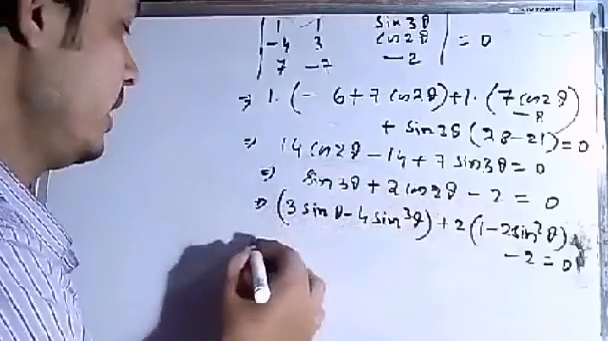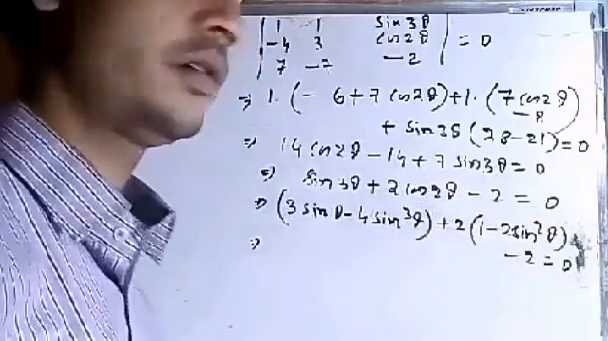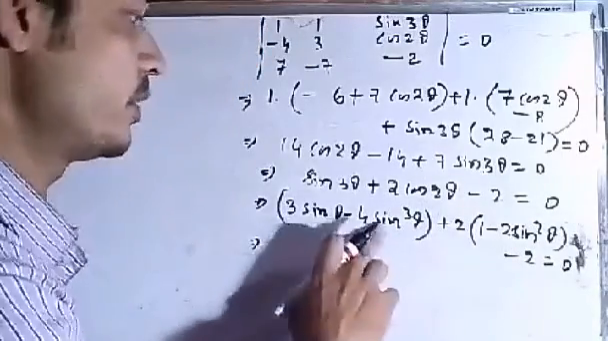Now let us rearrange in descending order of degree of sin theta. That is, first we will choose sin cube theta.